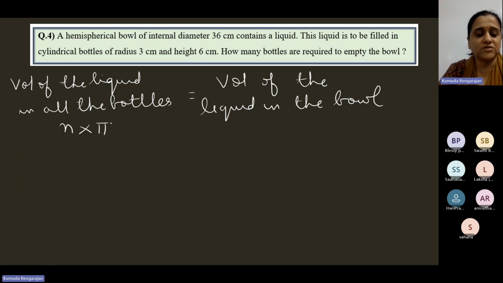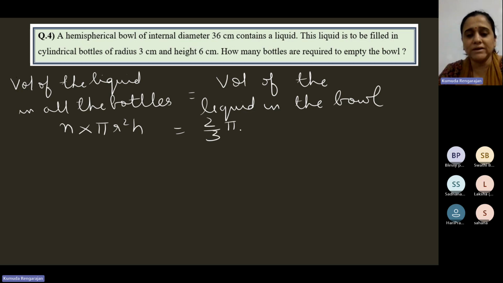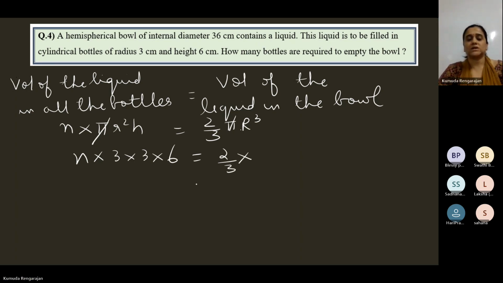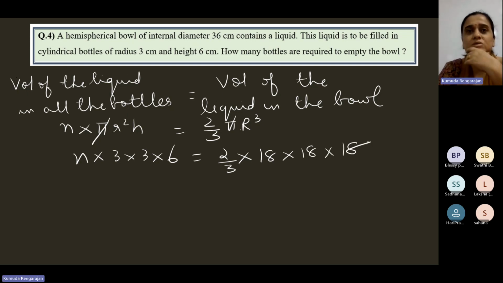N into pi r square h is equal to 2/3 pi R cube because it is a hemisphere. So pi and pi get cancelled on both the sides. N into, what is the radius for the cylinder? 3 r square, 3 into 3 into h is 6, is equal to 2/3 into R cubed. Diameter is 36, so the radius will be 18. 18 three times, because 18 cubed. That's all. Work this and you'll get the value of N. You'll find the number of bottles.